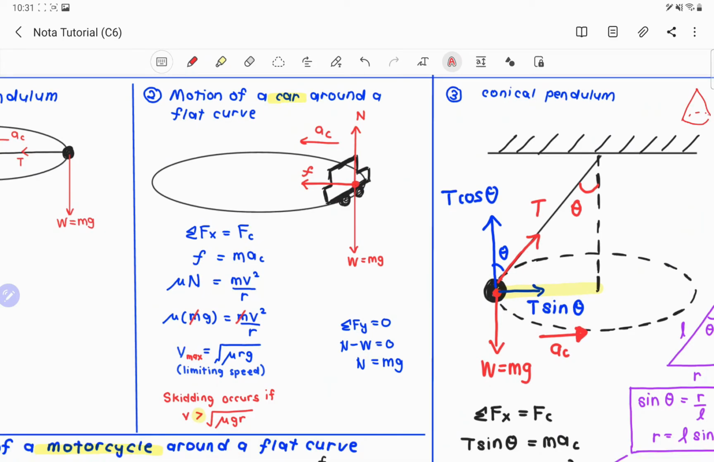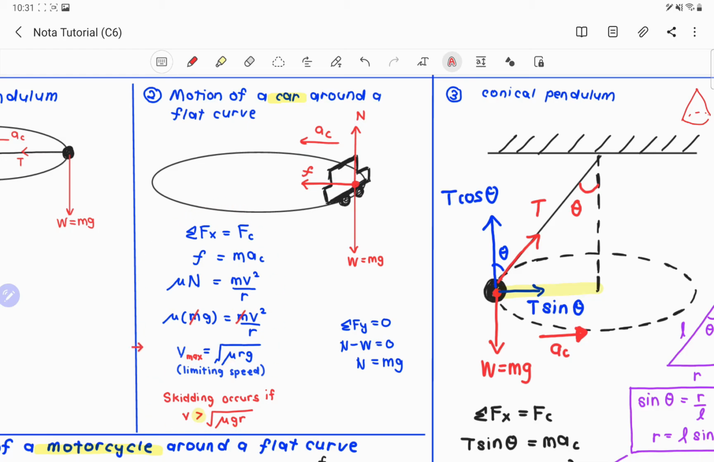Usually for this case, soalan akan tanya the value of the maximum velocity, limiting speed lah. Maksud kata if the car go beyond this limit, dia tidak akan membentuk circular motion, dia akan terbabas. So from there you can cancel m if not given in the question. Don't worry because you can cancel them out on both sides. Then you can find the limiting speed.